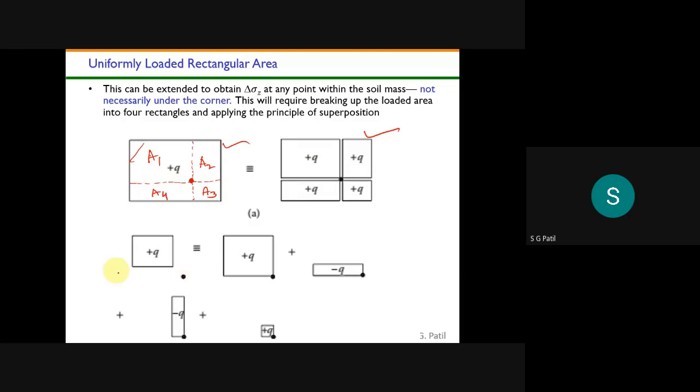Now, suppose you are asked to find the stress increase away from the loaded area. This is the loaded area, and if you are asked to find the stress increase at this point, then how do you find it? Then you have to construct a bigger rectangle here, so that this point becomes the corner point. Now, see, this much area you have added as extra load, right? This much extra load you have added.